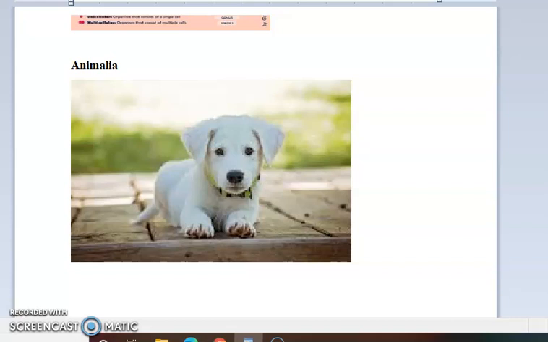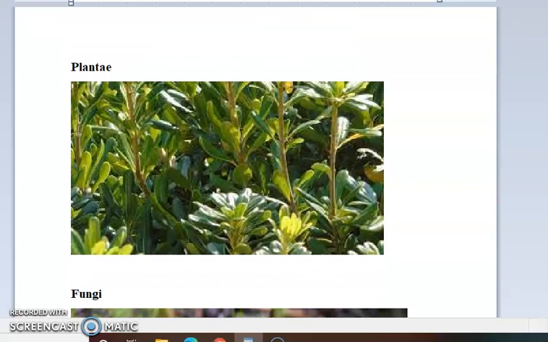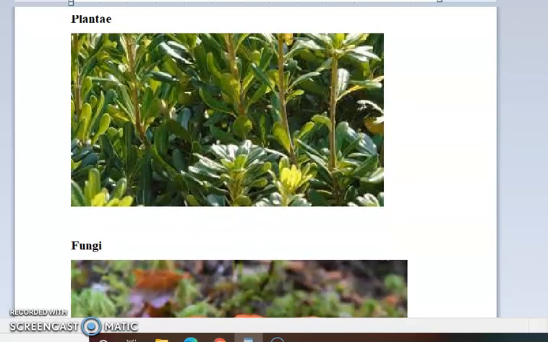For example, here I have a dog. Also cats. Any animal that you can really think of, including humans, would be classified under this kingdom. Next up, we have Plantae. Again, very straightforward. Plantae, any type of plant that you can think of, which includes flowers, ferns, trees, maple trees, oak trees. Any type of plant you can think of would be under this category.